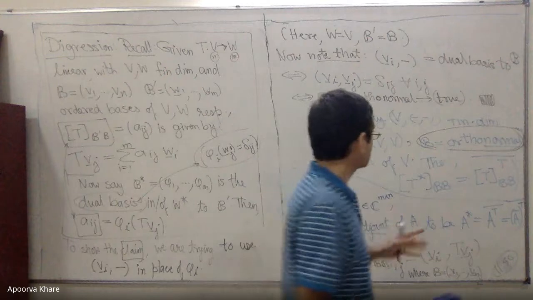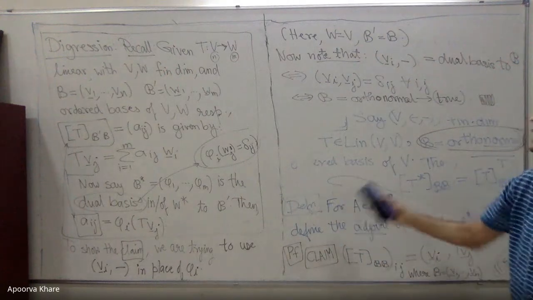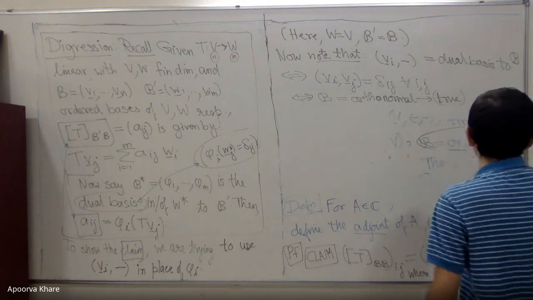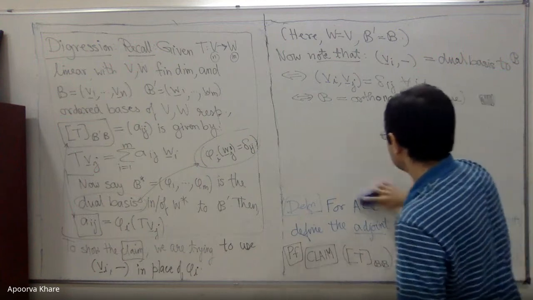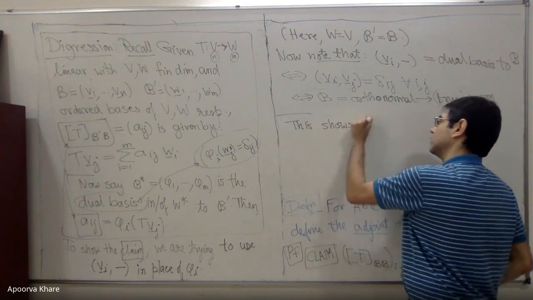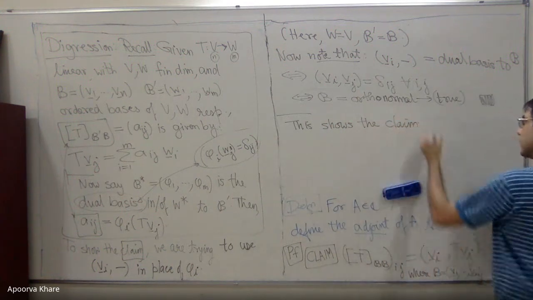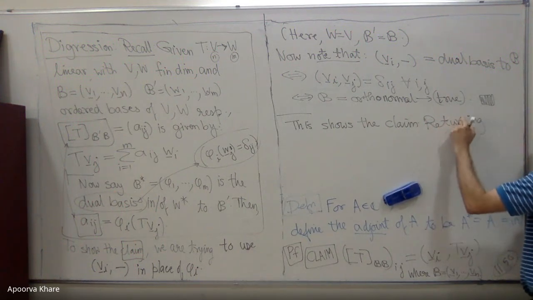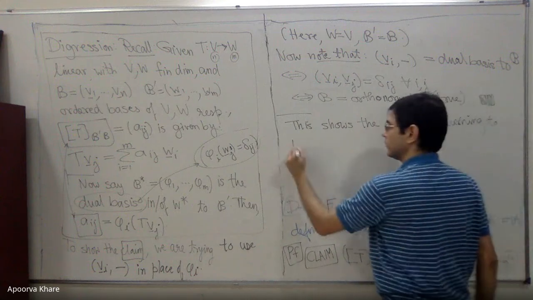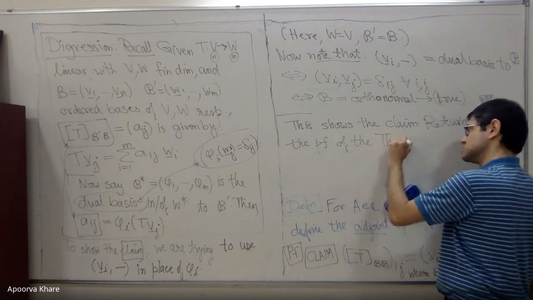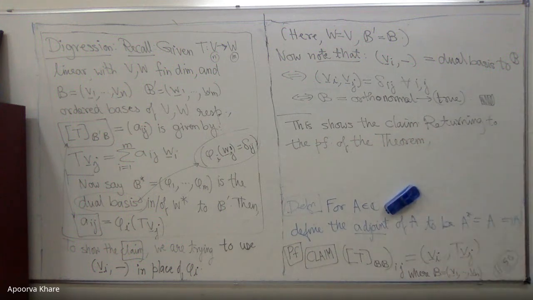That's okay. So now once you have this, after the claim is proved, the theorem is very easy to prove. So let's prove the theorem. Proof of the theorem given the claim. So this shows the claim, and now returning to the proof of the theorem. Now it's not that hard.